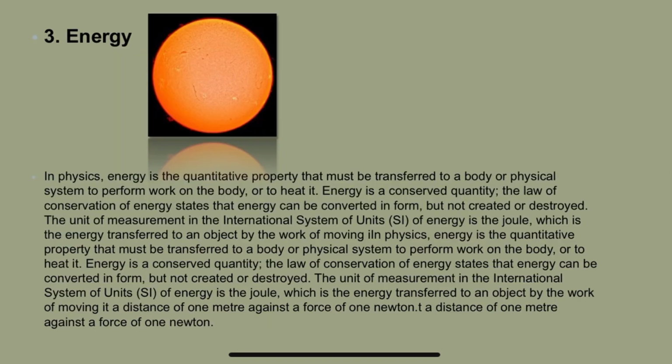So, next is energy. In physics, energy is the quantitative property that must be transferred to a body or physical system to perform work on the body or to heat it. Energy is a conserved quantity. The law of conservation of energy states that the energy can be converted in form, but not created or destroyed. So the unit of measurement, which is the energy transferred to an object by the work of moving. In physics, energy is the quantitative property that must be transferred to a body of physical system to perform work on the body or to heat it.